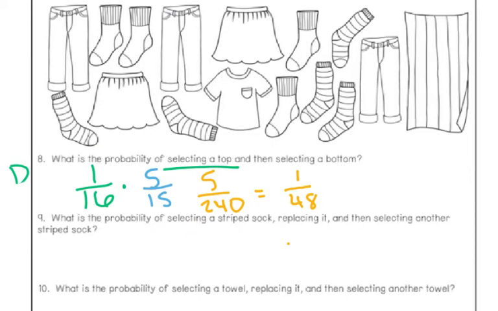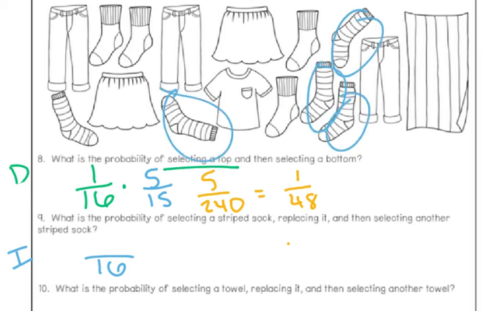Number 9 says, what is the probability of selecting a striped sock, replacing it, and then selecting another striped sock? So in this problem, we are replacing it, so that tells me that this is going to be an independent event. For our first draw, we still have 16 items in the laundry basket. And we're looking, and I can see that there are a total of 5 striped socks. So we've got 5 out of 16.